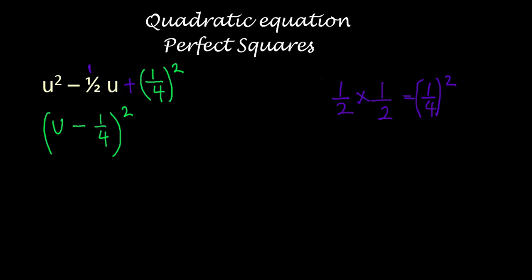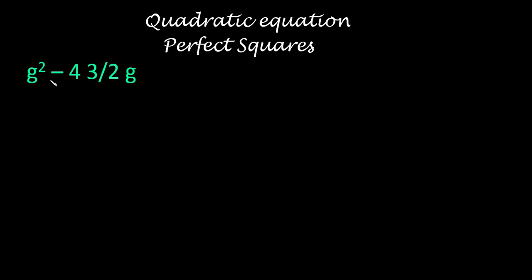Now let's take a look at another one. We have g squared minus 4 whole number 3 over 2g. Now let me write this properly so that some people will not think that this is 43 over 2. No, this is g squared minus 4 whole number 3 over 2g. If you want to make this a perfect square, first I tell my students that anytime you see a mixed fraction in a problem, to solve it, you need to change it to an improper fraction, at least to make it easy for you. So what we do is we change this to an improper fraction.